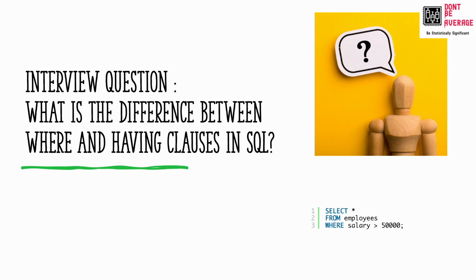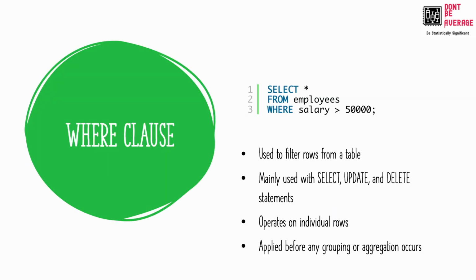Let's look at those. WHERE clause is used to filter rows from a table based on a specific condition or a set of conditions. It is primarily used in conjunction with SELECT, UPDATE, and DELETE statements. And the WHERE clause operates on individual rows, it's very important, and it is applied before any grouping or any kind of aggregation occurs. So it filters the rows that meet the specified condition or conditions, and it includes only those rows in the result set.